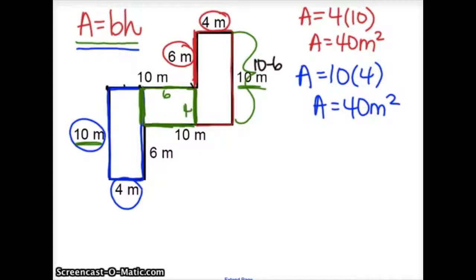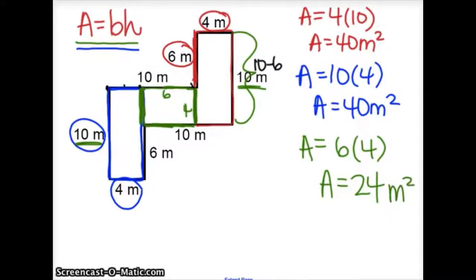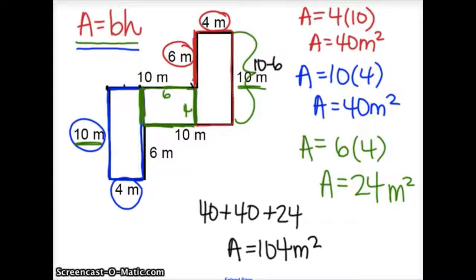So the area of the parallelogram of the inside is 6 times 4, and it's going to equal 24 meters squared. So that's the area of all 3 of my parallelograms that I have, but I need to know the total area. So what I'm going to have to do is add 40 plus 40 plus 24. So 40 plus 40 plus 24 is going to give me an area of 104 meters squared. So that entire shape is 104 meters squared.